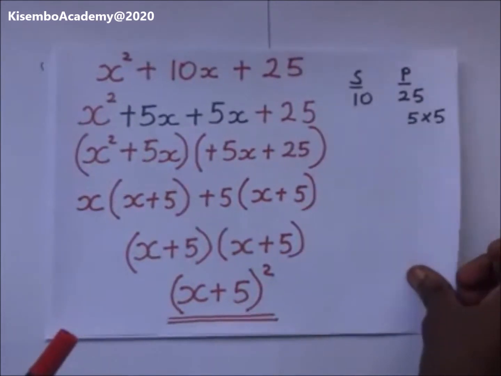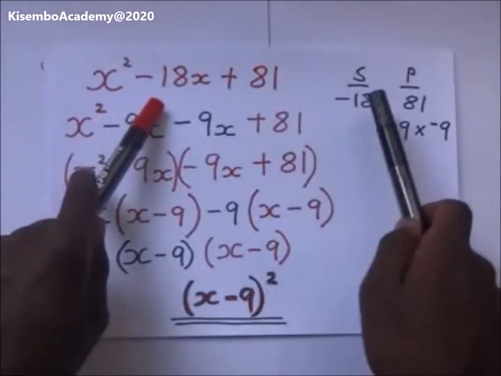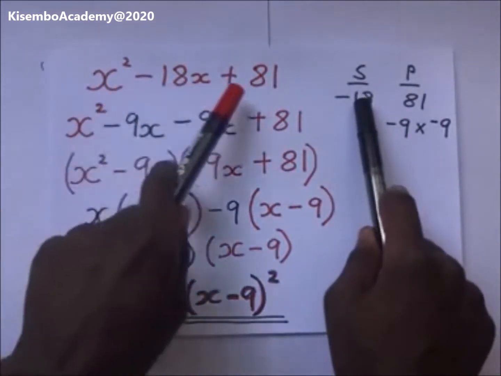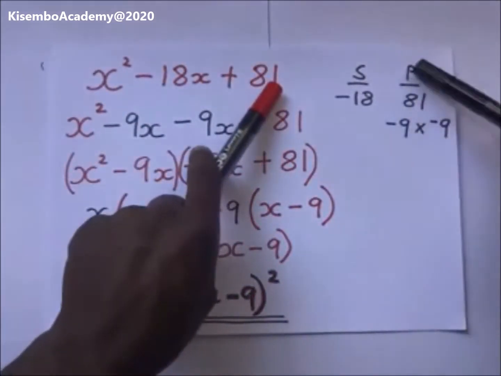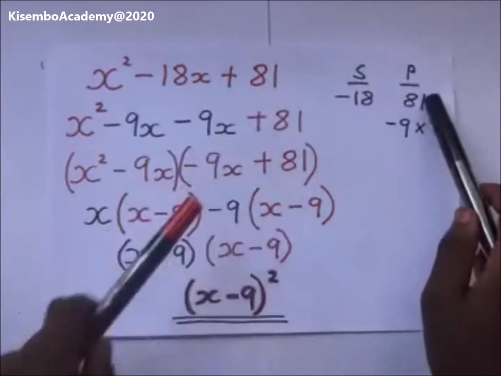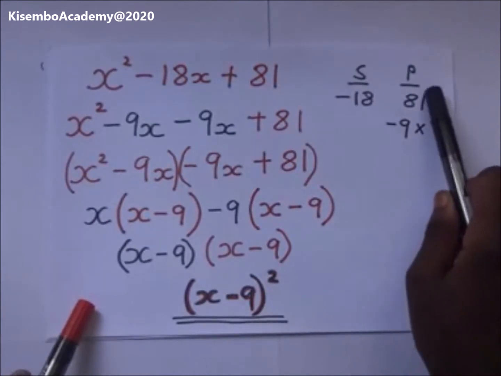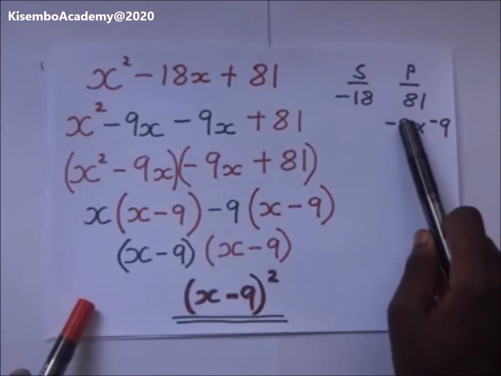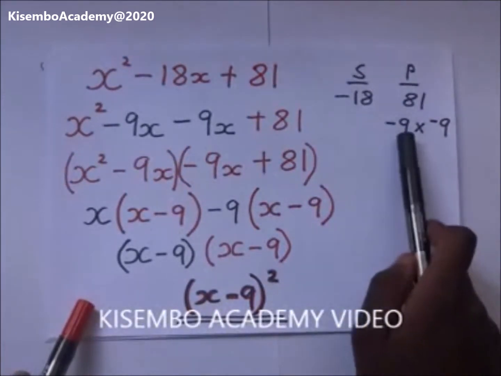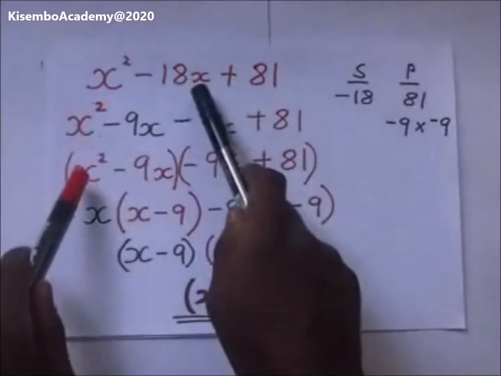It is the same in our next expression. We are still going to get two numbers to factorize this. Those two numbers should be giving us a sum of negative 18 when we add them, and when we multiply them, they are supposed to give us a product of 81. And we get these numbers from the factors of 81, and one of the factors of 81 is 9 and 9. So negative 9 times negative 9 gives us 81. Negative 9 plus negative 9 gives us negative 18. So you realize that these are the two numbers, the roots. These two, negative 9 and negative 9, are going to displace this middle term.